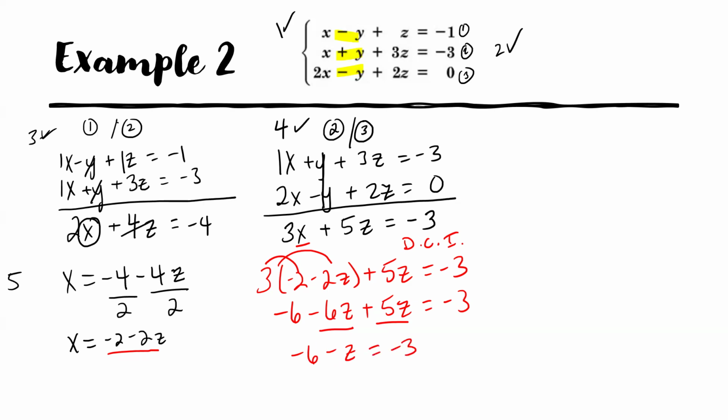All right. Now we're at the isolate the variable. What do I need to do to isolate the variable? There we go. I'm going to add 6 to both sides and then divide by -1. So z equals, what's -3 plus 6? 3, and 3 divided by -1 is -3. So we now have that z equals -3.